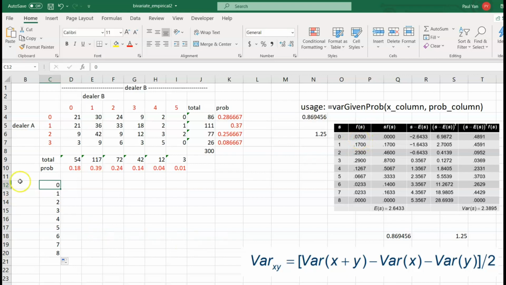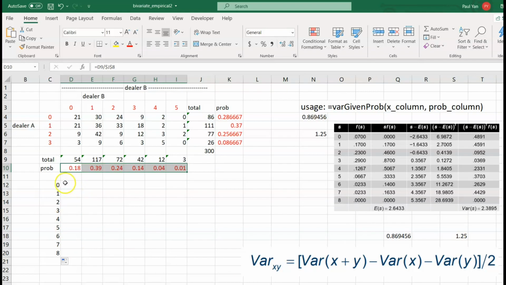Okay, so if you have two columns like here, for dealer A, we have the X column and the probability column, then we can calculate variance. Similarly, for dealer B, we have the number of cars, the X row, and the corresponding probability, then we can calculate variance. Okay, here is the same thing.